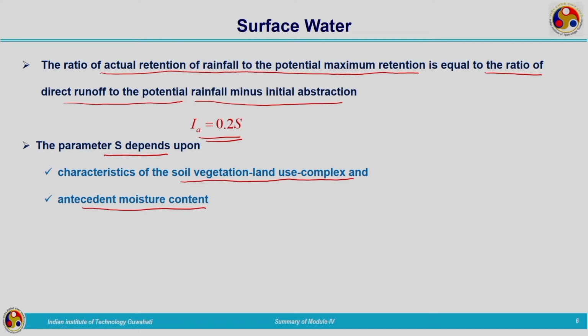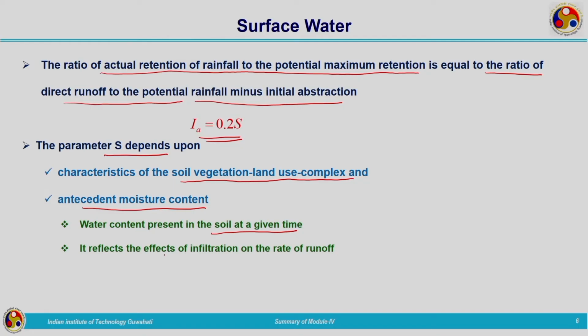So, this antecedent moisture content is nothing but the moisture content prevailing in the soil at a given time, because this water content or the moisture content prevailing in the soil is very important. If it is in a very dry state, the storage will be maximum. Whatever rainfall is falling, entire water may get infiltrated into the soil in the relatively dry state.